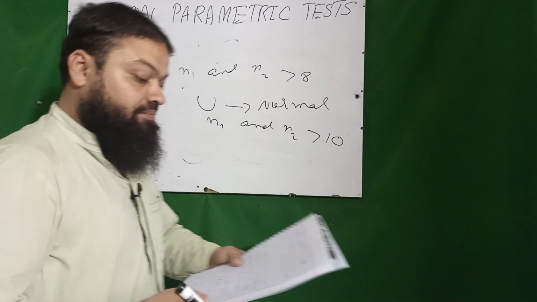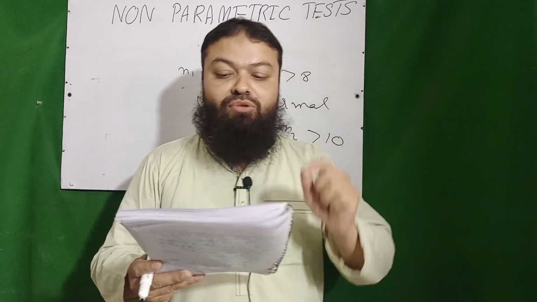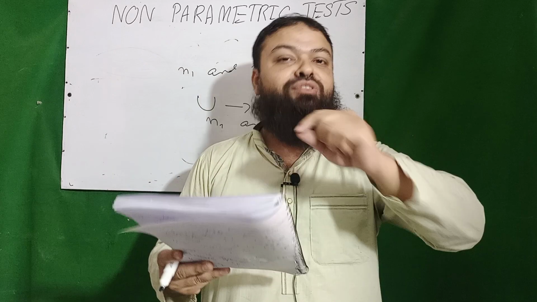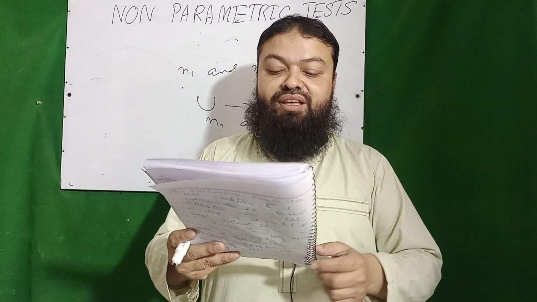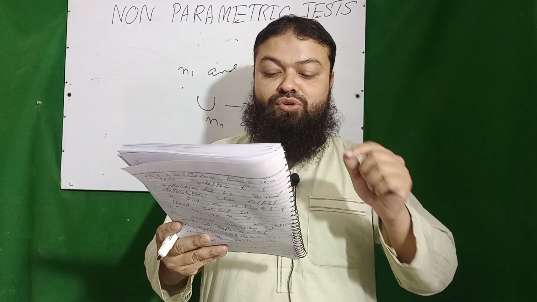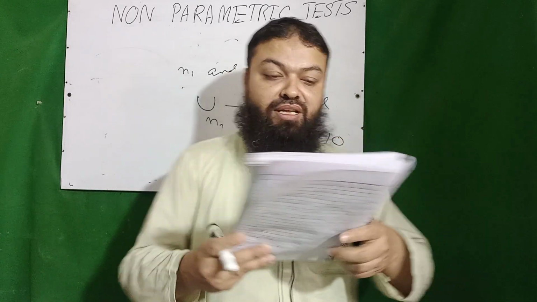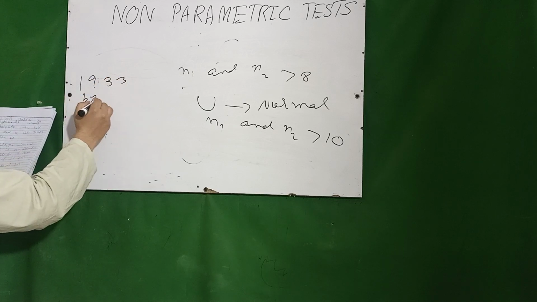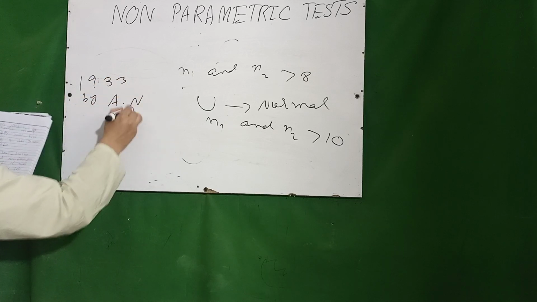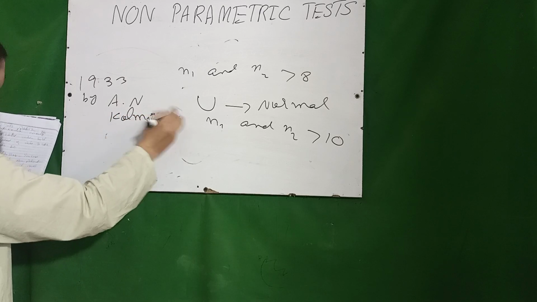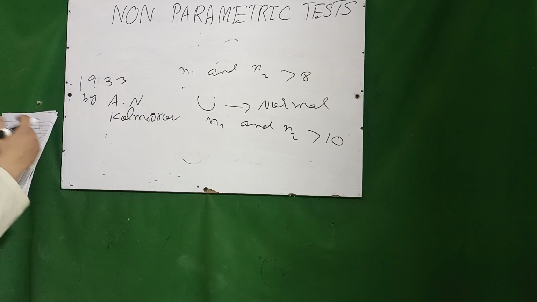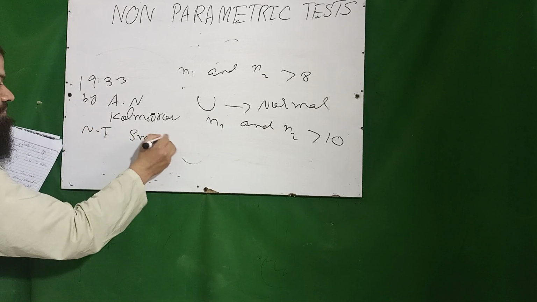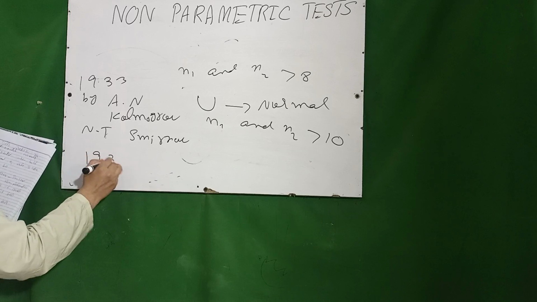A very important one. Next question number 12, the Kolmogorov-Smirnov test is a non-parametric procedure alternative to the chi-square goodness of fit test. Next question, the one sample test was proposed in Kolmogorov-Smirnov. The one sample test was proposed in 1933 by A.N. Kolmogorov. The two sample test was developed by N.T. Smirnov in 1939.